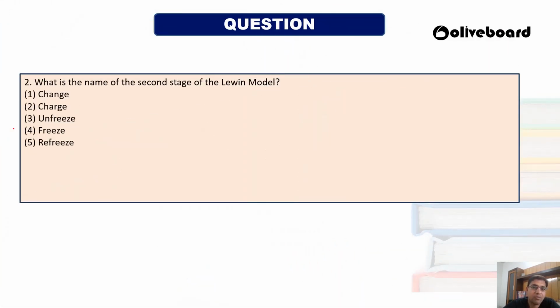Now, what is the name of the second stage of Lewin's model? Lewin's model has three stages. What is the name of the second stage? Whether it is called change, charge, unfreeze, freeze, or refreeze. So the answer to this question is change.